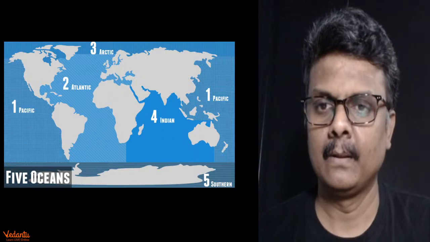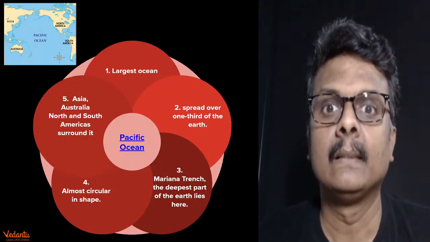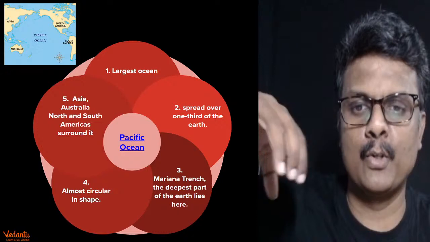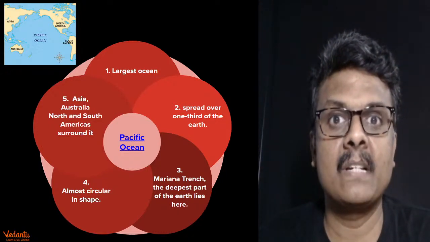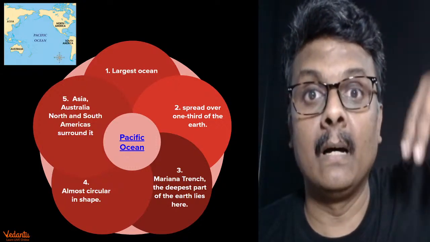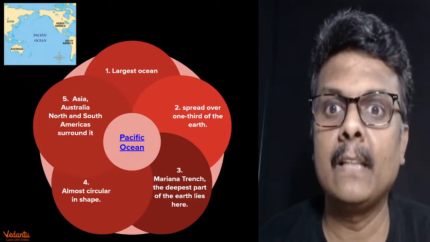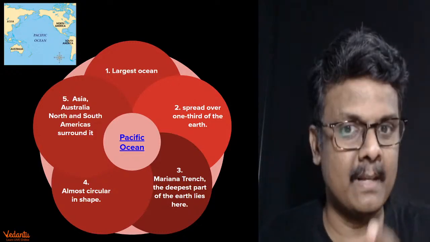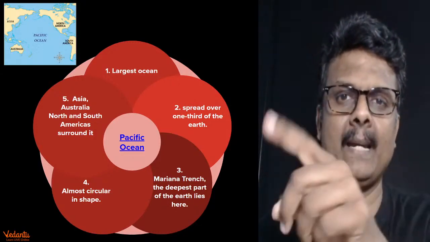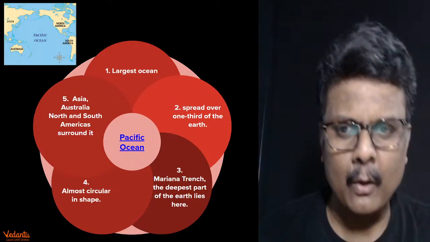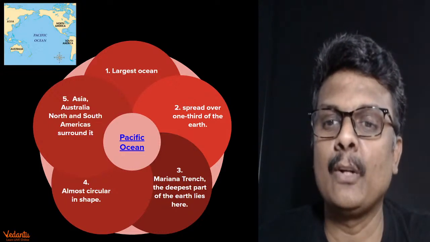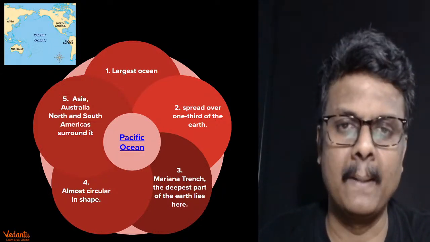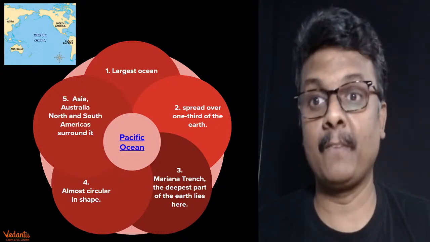Now, coming back. Pacific Ocean is the largest ocean in the world, spread over almost one third of the earth. Mariana Trench, remember we discussed yesterday, is the deepest part of the earth. It lies here in the ocean and is more than 11,000 meters deep, 11 kilometers deep. It's in the Pacific Ocean. If you look at the picture, the Pacific Ocean is kind of circular, and Australia, Asia, North and South America are surrounded by it. Clear? This is about the Pacific Ocean.